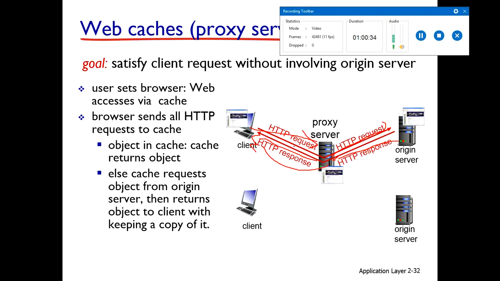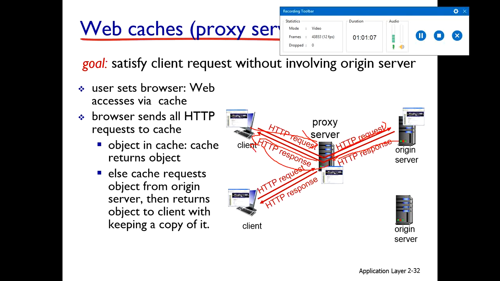So an HTTP request is sent. If that page is found on the proxy server, it will return it. If that page is not found on the proxy server, it will request the original server. The original server will send that page to the proxy server. The proxy server will store a copy of it and then load that page on the client's machine. This is how the web cache works, just like your cache memory, which you might have learned in computer architecture.